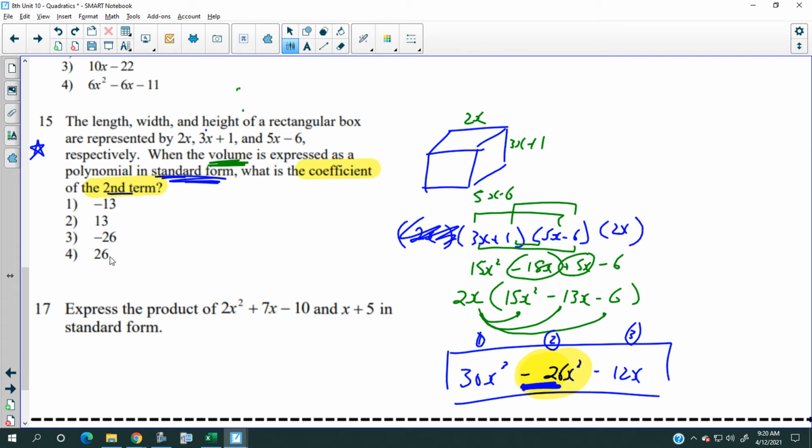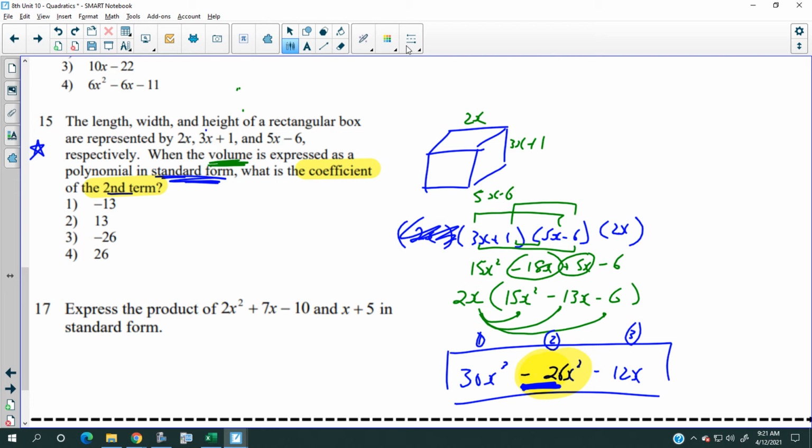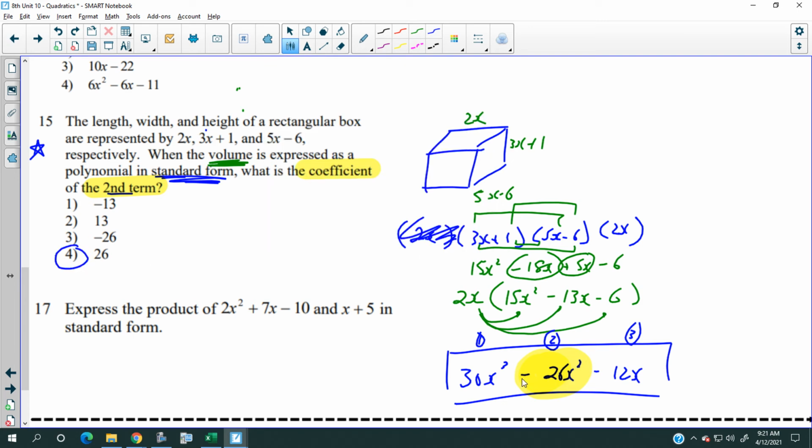Negative 26, not 26. Okay, guys, I don't want you to do all this work, and you guys are just so capable of doing this, just to mess up some very basic knowledge, like what sign does that negative belong to, or that minus sign belong to? Oops, wrong choice is this one. Yeah, negative 26, okay? All right, that's it.